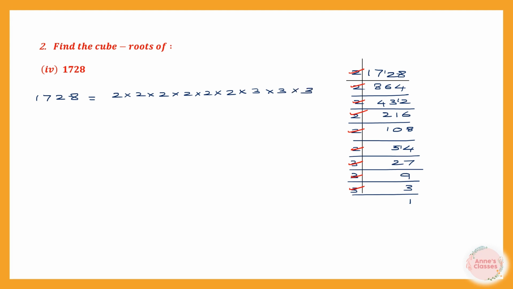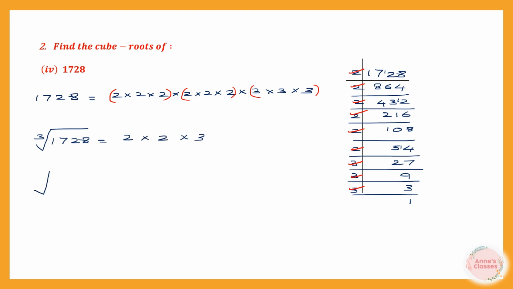Now let's make triplets. So here we have 1, 2, 3. So this is one triplet. Then again 1, 2, 3. Another triplet. 1, 2, 3. We have identical numbers. Now to find the cube root of 1728, we take 1 from each triplet. So 2 into 2 into 3.